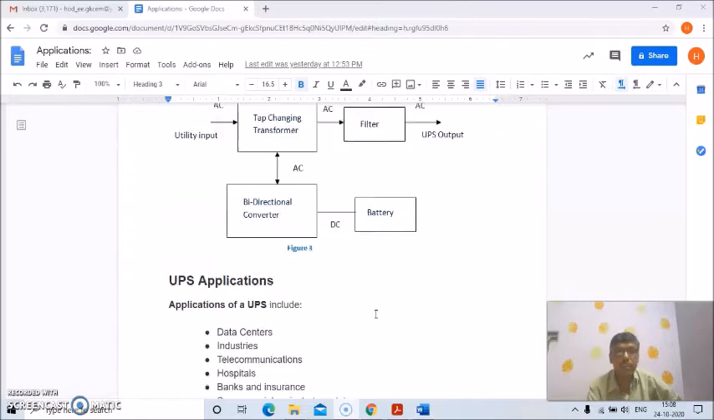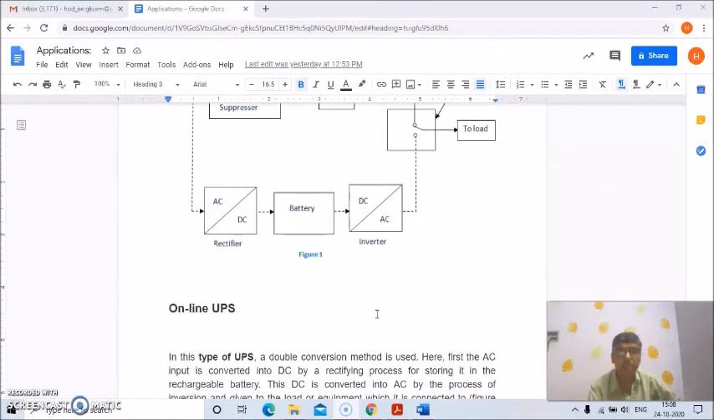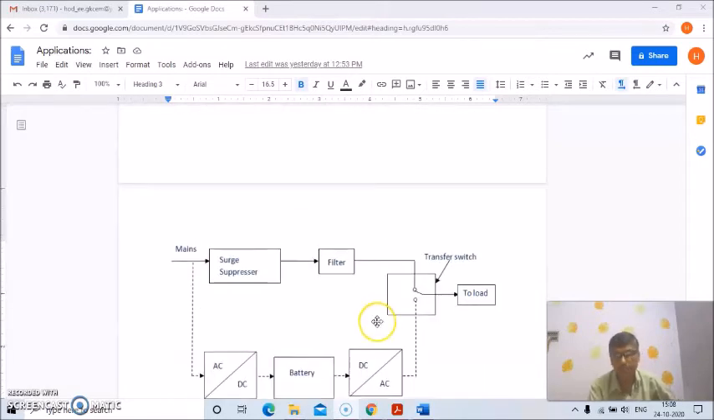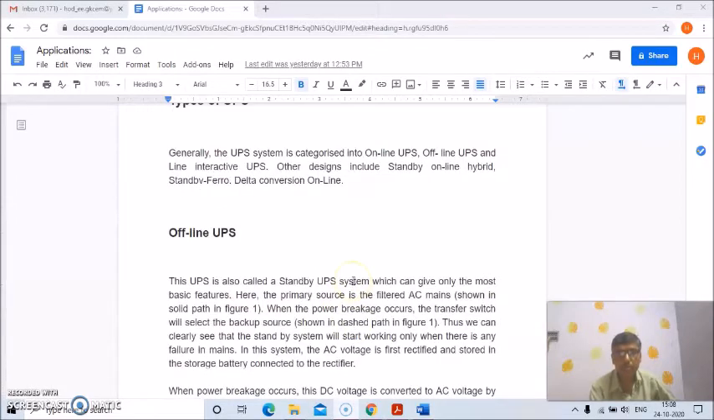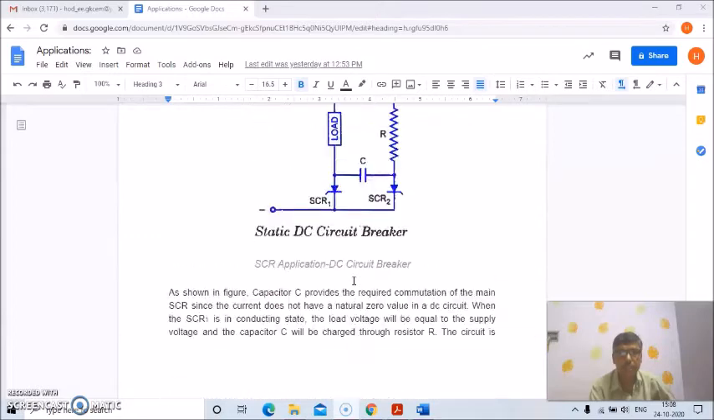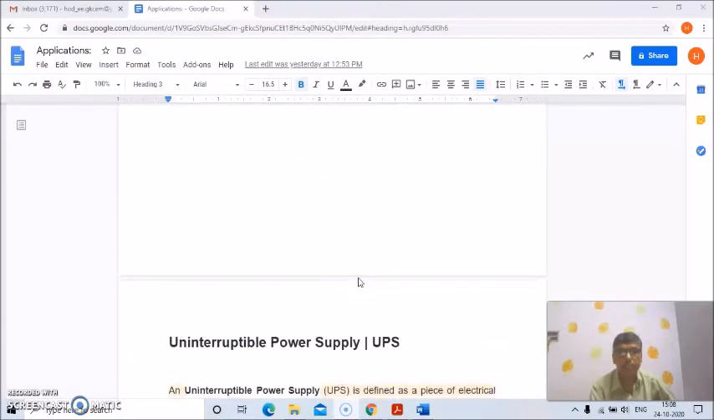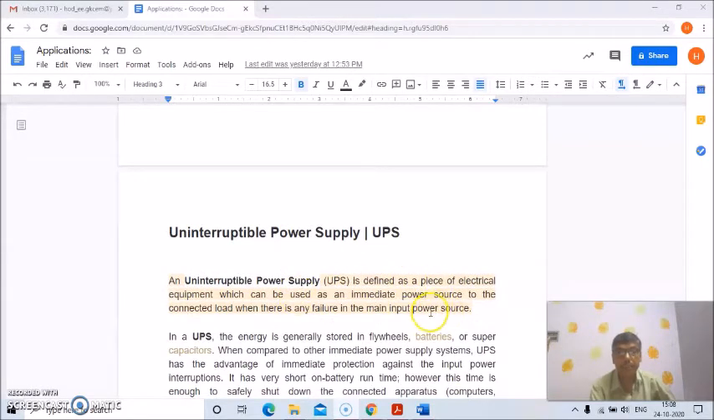So once again, let us have a look at the entire uninterruptible power supply systems that we discussed in the last class and in today's class, a quick recapitulation of the entire UPS. Basically, an uninterruptible power supply is defined as a piece of electrical equipment which can be used as an immediate power source to the connected load when there is any failure in the main input power source.